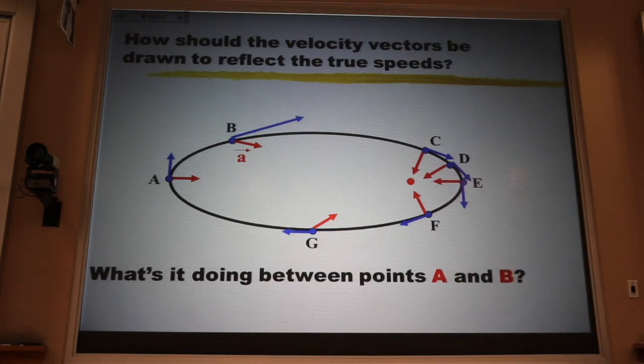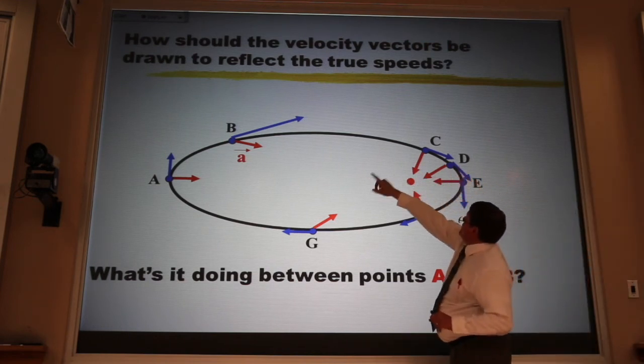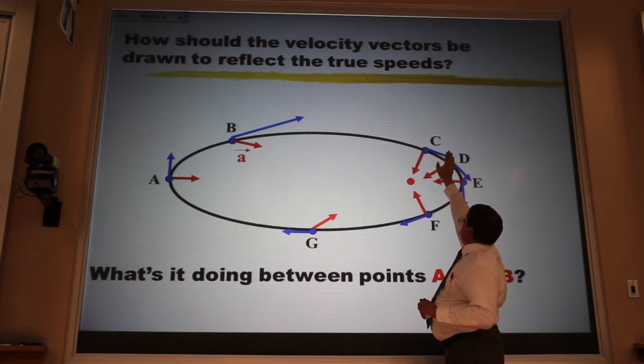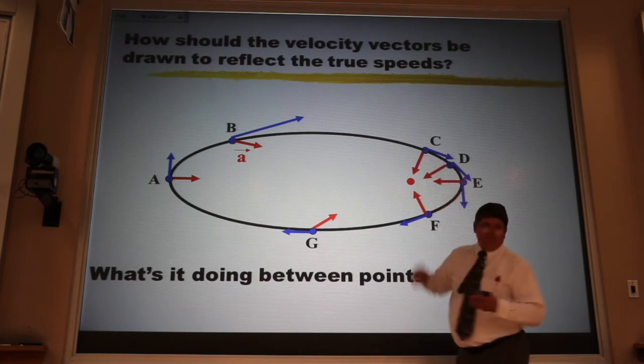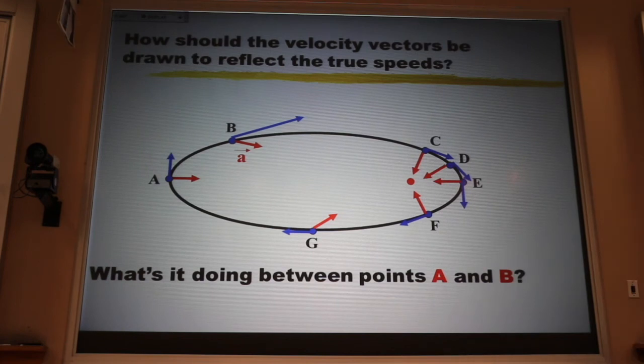Now, here's the big question. How would I draw it at C? Compared to B, would it be longer than B, equal to B, or shorter than B? So think about that, and we're going to use our clicker to answer that question.